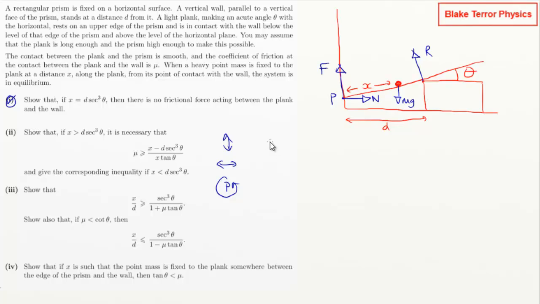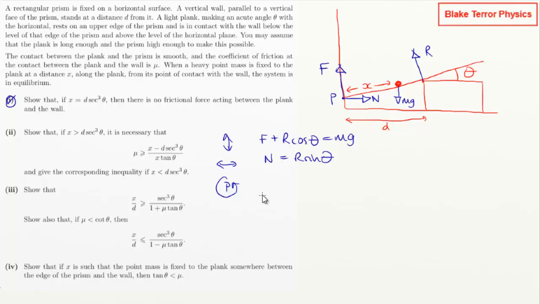So let's do all of these then. For resolving vertically, I've got F going upwards, I've got an R cos theta going upwards, and I've got an mg going downwards. And for horizontally, I've got an N going off to the right, and I've got an R sine theta going off to the left. So that's those two.